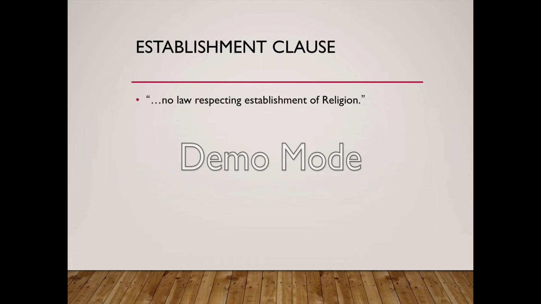So the first part of the freedom of religion piece of the First Amendment is called the Establishment Clause. And basically it says, Congress shall make no law respecting establishment of religion. So what does that mean? Well, again, as with several other amendments, where the commas are and how things are written makes a difference.